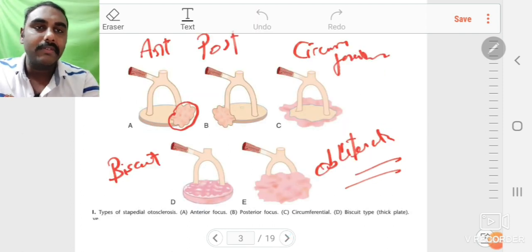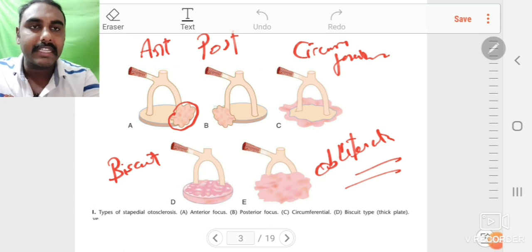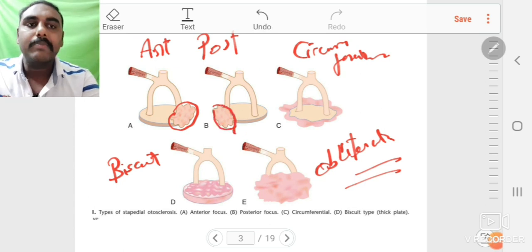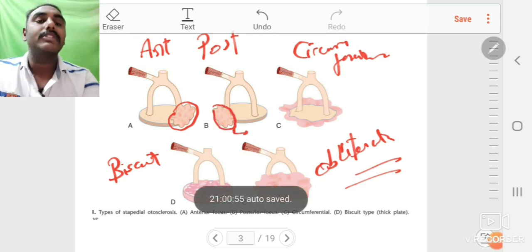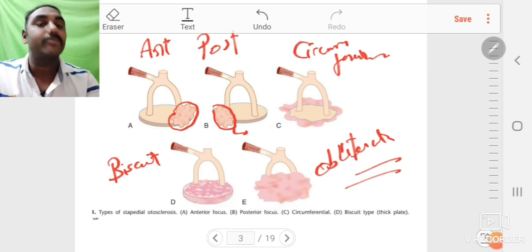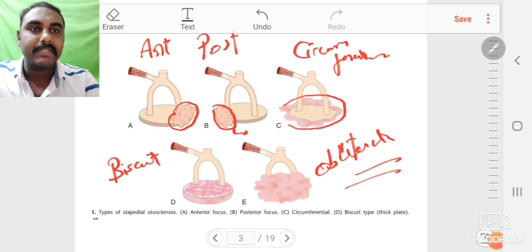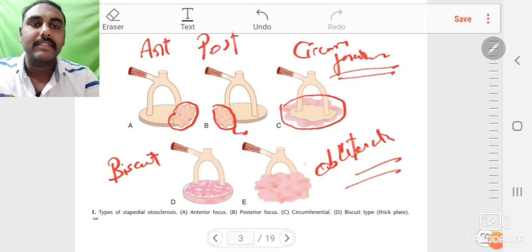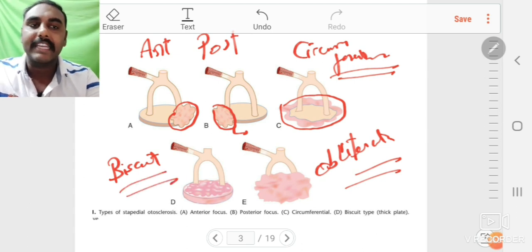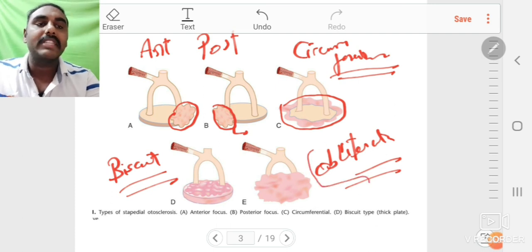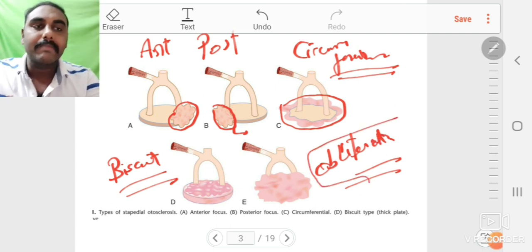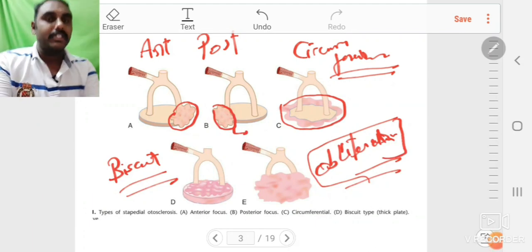If the second option is posterior, in the posterior type it is fissula post fenestram, not ante fenestram; that is the second most common type. If it involves the entire footplate of the stapes on the lower aspect, it is called circumferential. If the footplate is normal and only the superior part is involved, it is a biscuit type. If the entire footplate along with part of the stapes superstructure is involved, it is an obliterative type. So these are the 5 types of otosclerosis.